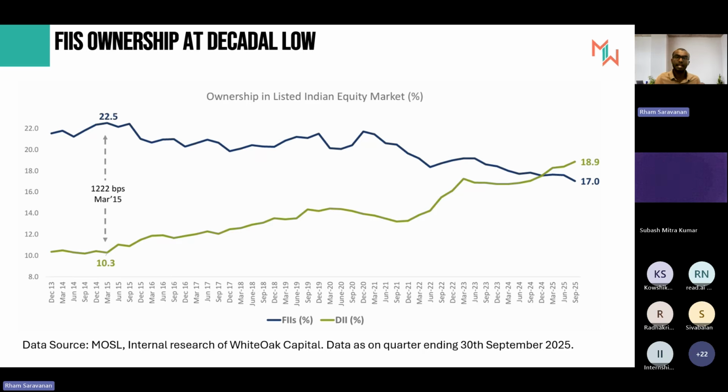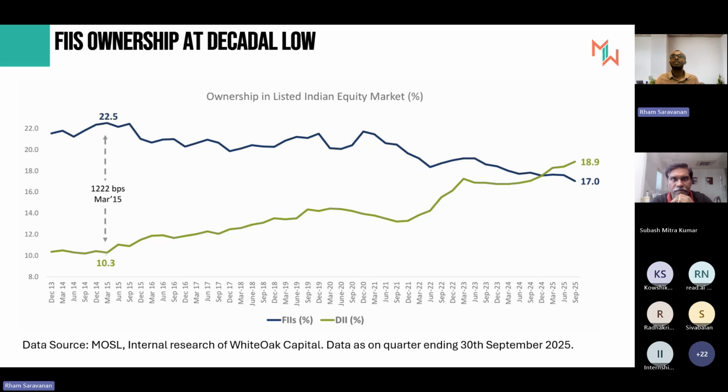What's encouraging is that despite FII ownership falling to a decadal low, Indian markets have continued to hold up. This itself tells you something very important: the market's foundation has become much stronger. Corrections are getting absorbed much faster, volatility is getting smoother, and long-term investors are being rewarded in a good way.